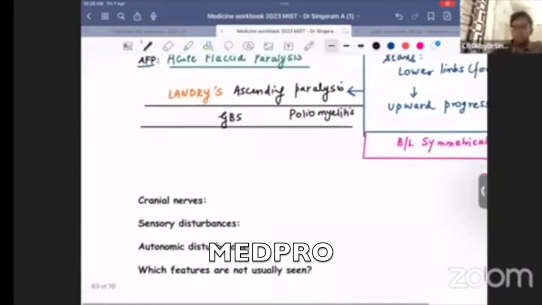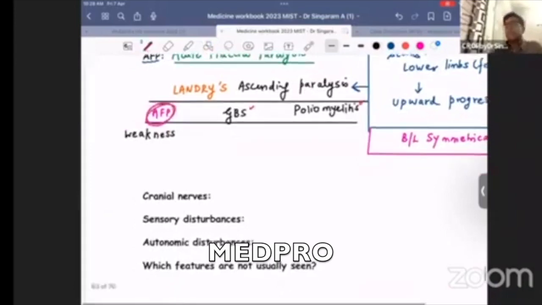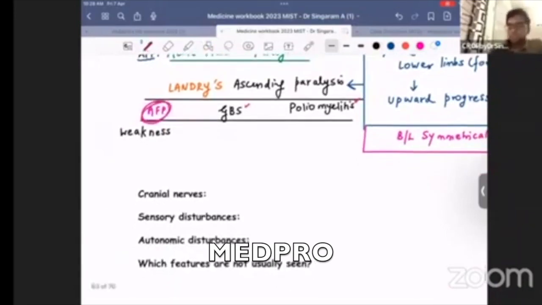What is the type of weakness? Both are examples of AFP, that means flaccid paralysis. Both GBS as well as poliomyelitis will have flaccid paralysis only. But Guillain-Barré syndrome, as I have just told you, is a symmetrical weakness, whereas poliomyelitis is asymmetrical. Don't forget this. Poliomyelitis is asymmetrical. The next thing is, one minute.